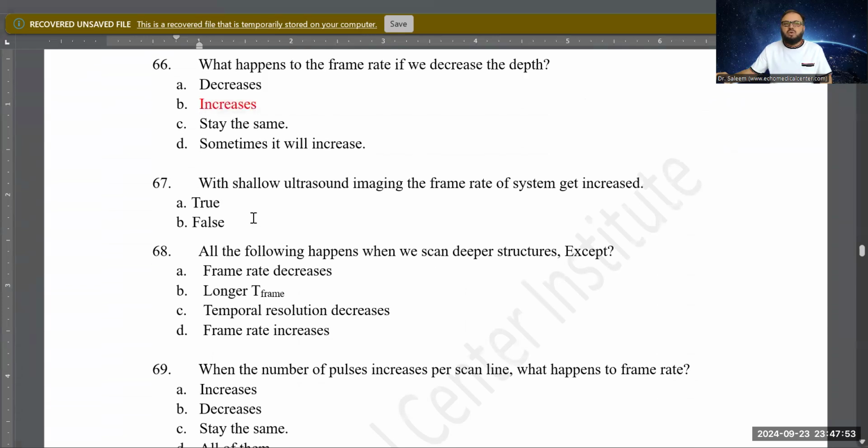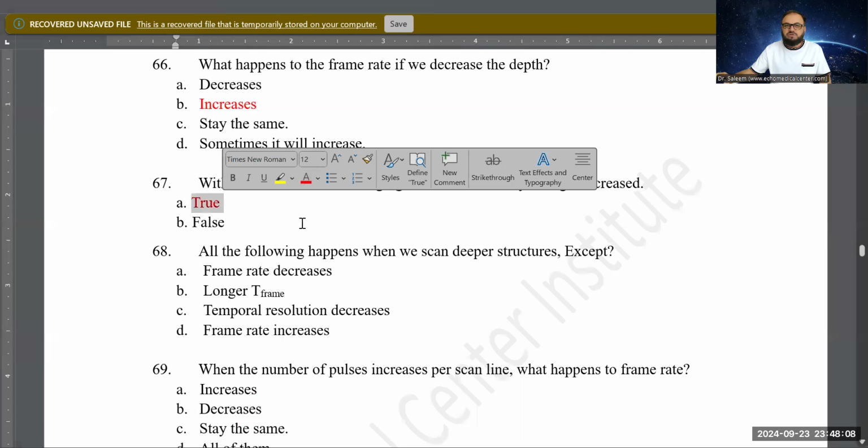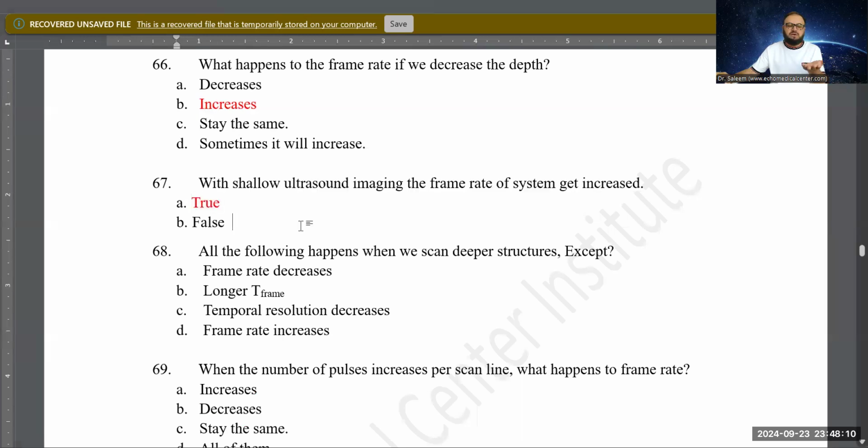Okay. With shallow ultrasound or superficial scanning ultrasound imaging, the frame rate of the system gets increased. Is this true or false? Yes, it is true. Correct. Because the machine will be scanning easily. If you decrease the depth, it's a lot easier for the machine to work very fast, and it will give you a lot of images per second compared with a deeper structure.